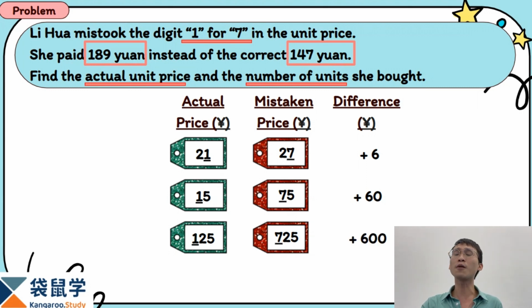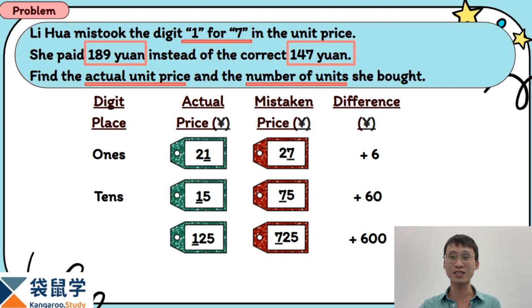Now, let us observe at which digit place the mistake happened in each case. Let us look at the first one. Which digit place did the number change? Yes, it is the ones place. How about the second one? Excellent observation. The mistake happened at the tens digit place. Finally, how about the last one? Very good. It is the hundreds place.